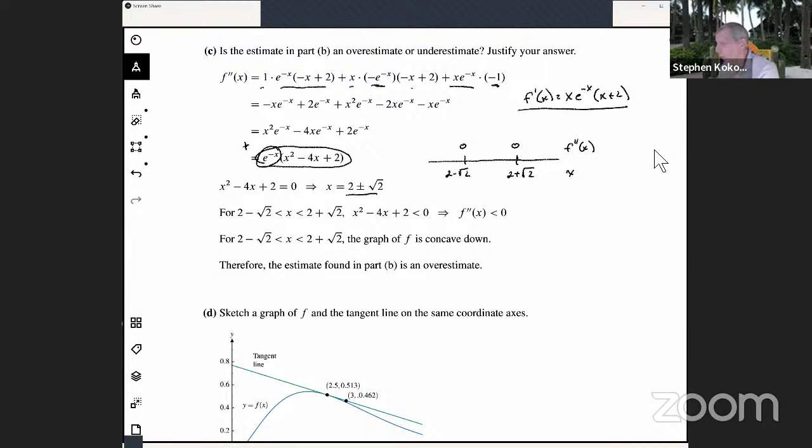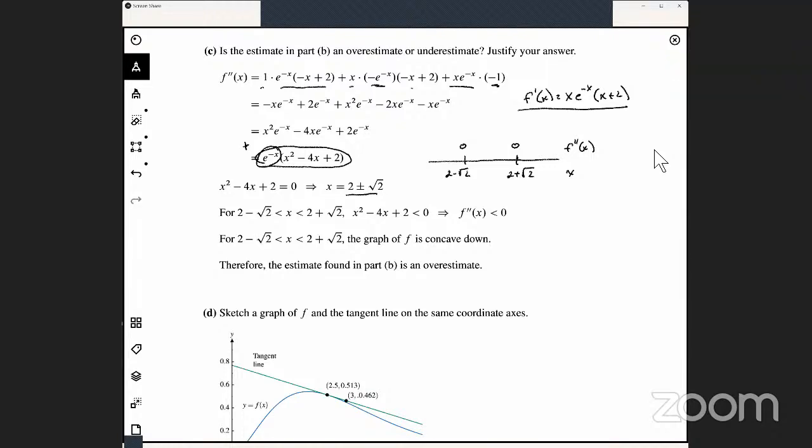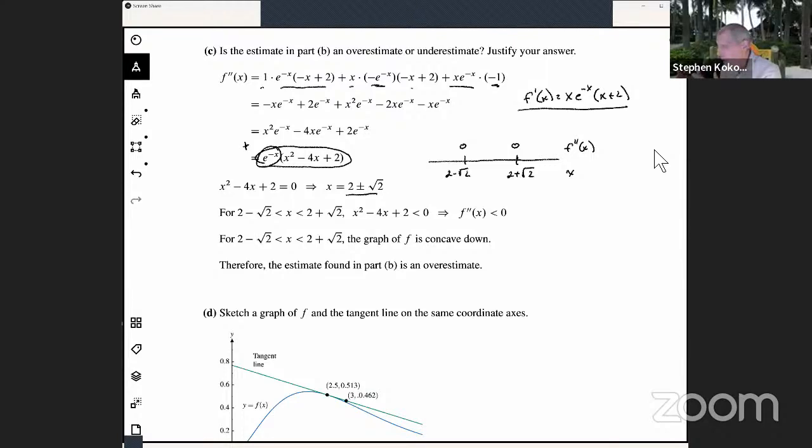Let's see, where are 2.5 and 3 in these intervals? Well, 2.5 and 3 are actually in the middle there. They're between those two values, right? Because the square root of 2 is about 1.4 or so, 1.414. So I know that 2.5 and 3 are in this interval in here. So I'm really going to be interested in the sign in that interval.